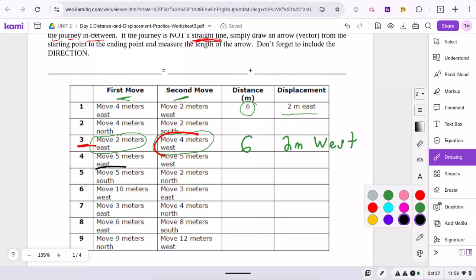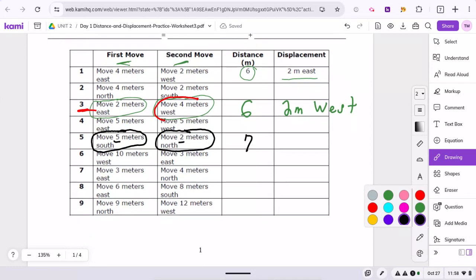I'll do a few more with you. So 5 meters south and 2 meters north. So you don't even really need to look at the map right now to see the total distance. You know, if you go 5 and 2, the total would be 7. I'll still show you on the graph, and we'll get the displacement.